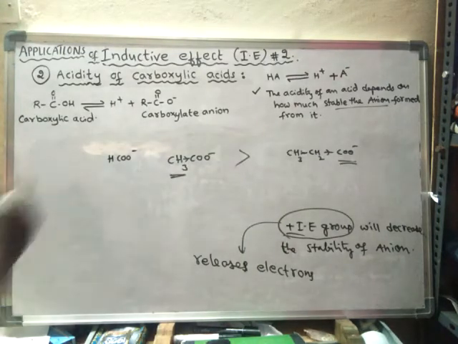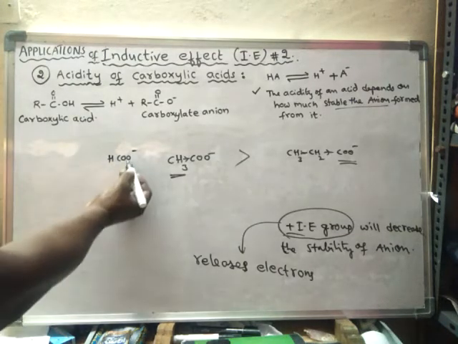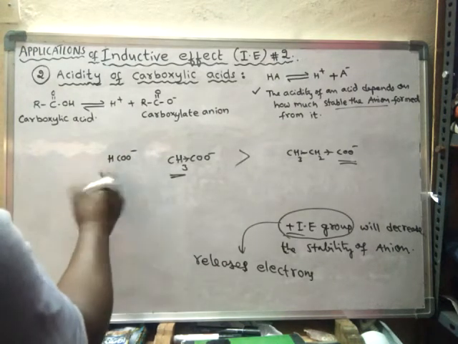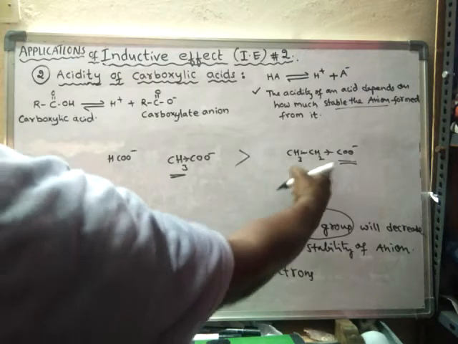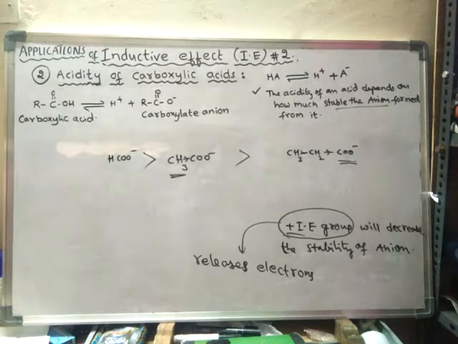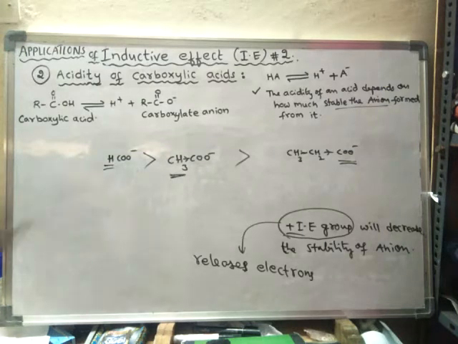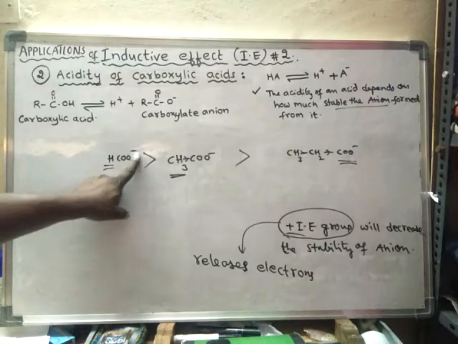Now if you see here hydrogen, it is not a minus I effect group, nor is it a plus I effect group. It does not affect the electron density on this one. The electron density on oxygen is not increased by hydrogen. When compared to the others, this is more stable, because here it is not a plus I effect group. So hydrogen does not increase the electron density on the oxygen.